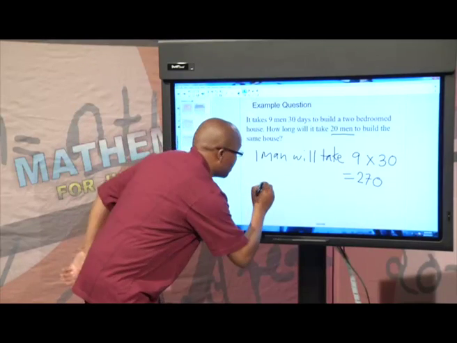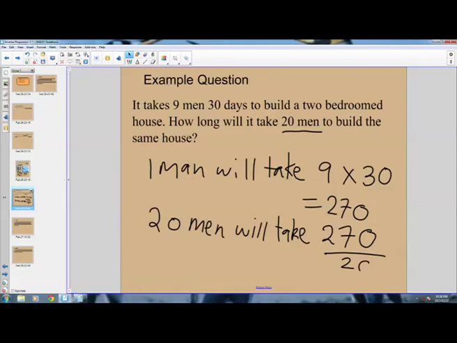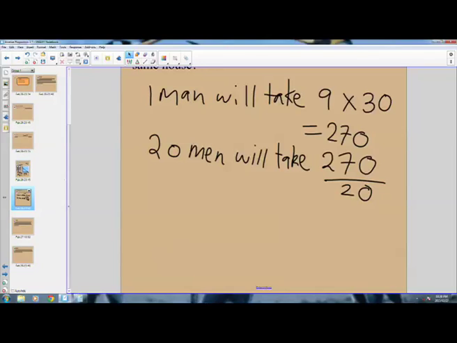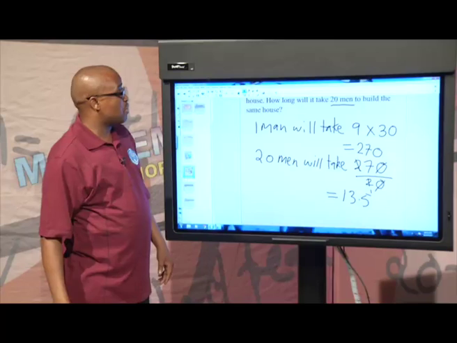This is how long 20 men will take. 20 men will take 270 divided by 20, because we are told that they are 20 in number. This 0 cancels this, and this is 27 divided by 2. 2 into 2 is 1, and then 2 into 7 is 3, remainder 1. 2 into 10 is 5. So what we are simply saying here is 20 men will take 13.5 days. This is the time that 20 men will take to build the same house.